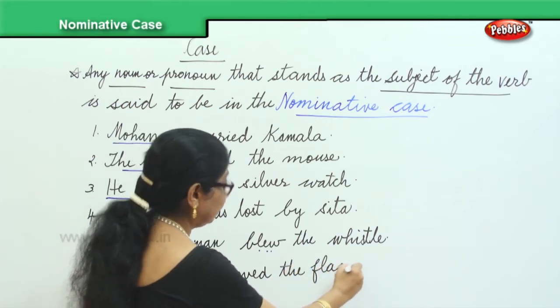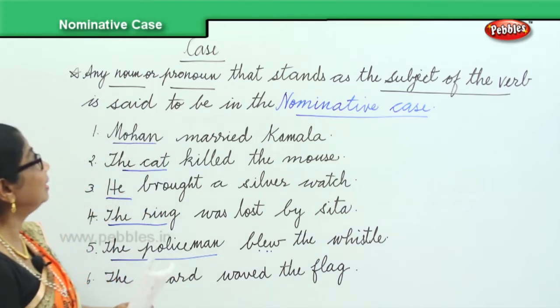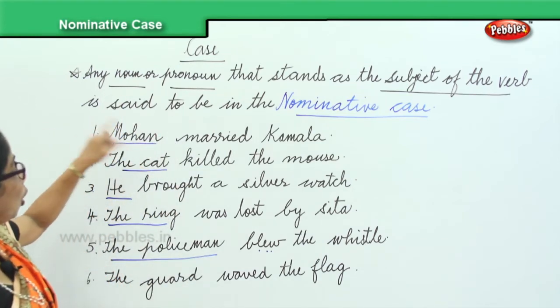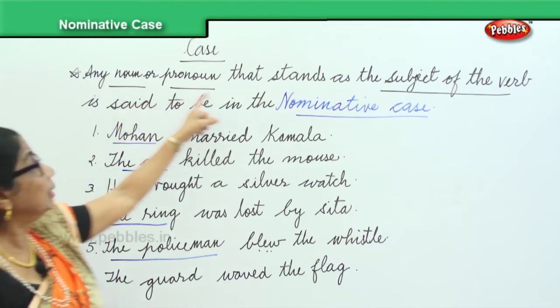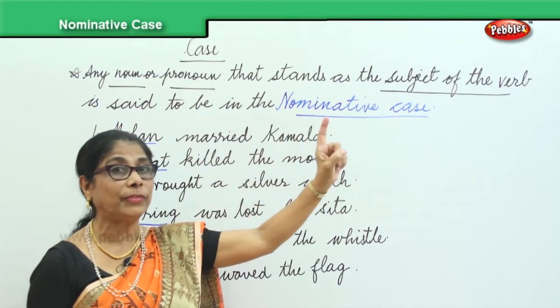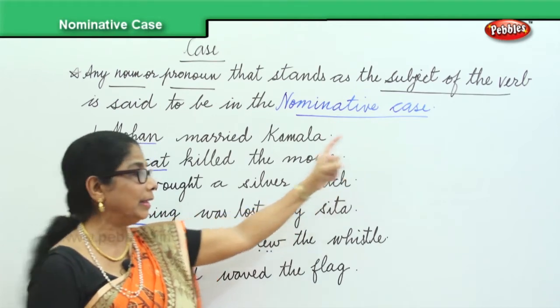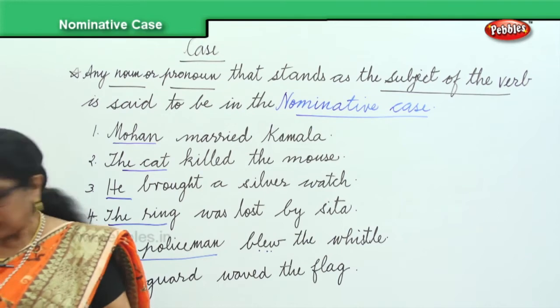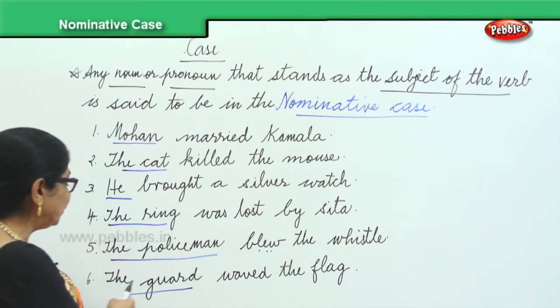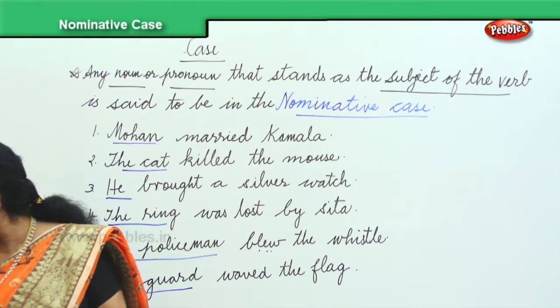The guard, we said, any noun or pronoun. Mohan is a noun, he is the pronoun. That stands as the subject of the verb is said to be in the nominative case. Now, in this regard, the guard is supposed to be the subject of the verb waved.